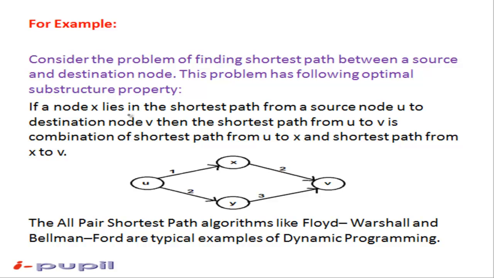If a node X lies in the shortest path from a source node U to destination node V, then the shortest path from U to V is combination of shortest path from U to X and shortest path from X to V. For example, consider this diagram. Here the shortest path from U to V is the path from U to X, which is of weight 1, plus the path from X to V, which is of weight 2. Thus the total weight becomes equal to 3. The path from U to Y and Y to V is not the shortest path.